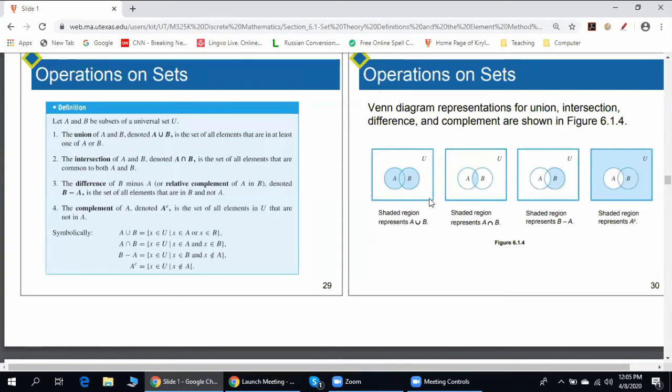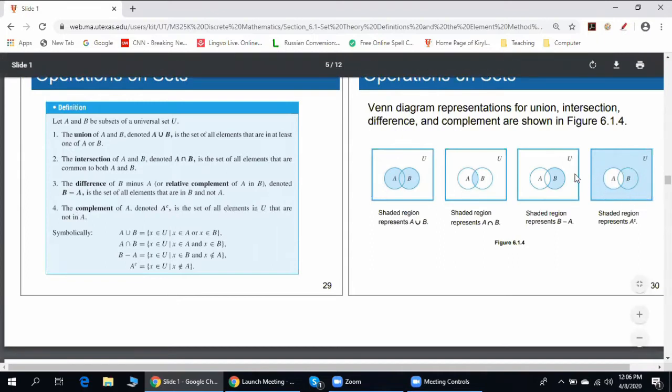On this picture, by blue rectangle, we denote the universal set. And now the shaded region is the union of A and B. By intersection, we mean the set of all elements that are common to both A and B. Over here, intersection. Difference, B minus A, is the set of all elements that are in B and not in A. Over here. Finally, the complement of A, denoted A complement, is the set of all elements in U that are not in A. So over here, we shade everything outside A. And symbolically, this is what we mean by union, intersection, difference, and complement.